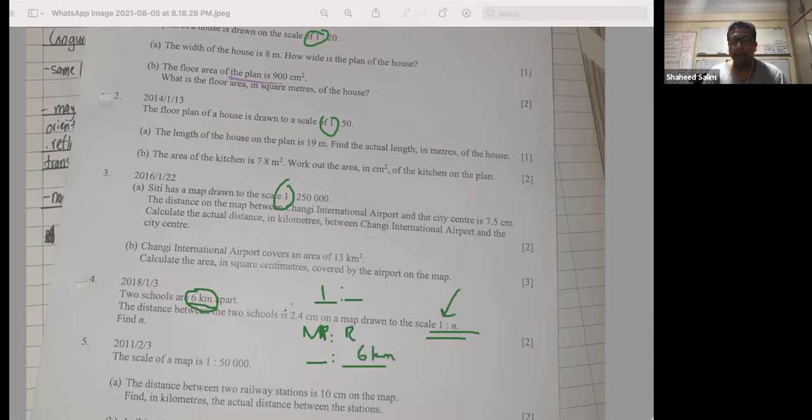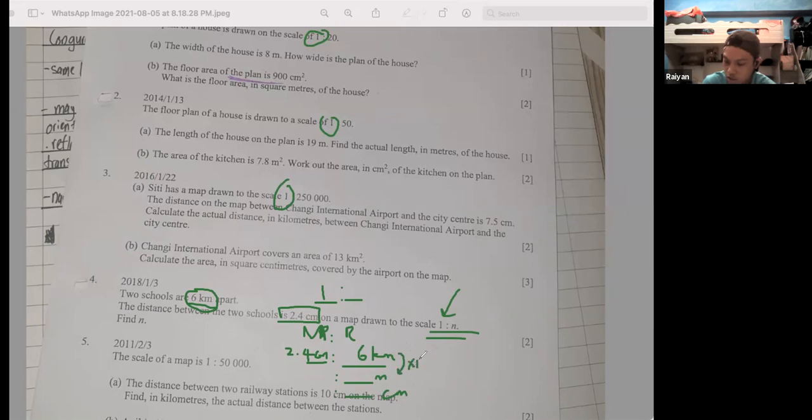Okay. This one 2.4 now. Is it map or reality? Map. 2.4 cm. Now we have a problem. You want to make a scale, the unit must be the same. Since cm, you know, km. You can change this km to meter first, then after that you can change to cm. So km change to meter times what, how many?